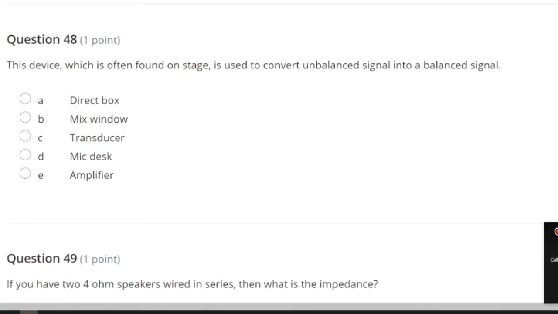This device, which is often found on stage, is used to convert unbalanced signal into a balanced signal. A. Direct box, B. Mix window, C. Transducer, D. Mic desk, or E. Amplifier? They're often found at the feet of the performer. They are direct boxes. Say an acoustic electric guitar or a bass or a keyboard. The instrumentalist can plug right into the direct box. It converts it to a balanced signal, and that balanced signal can be sent all the way to the mixing board.